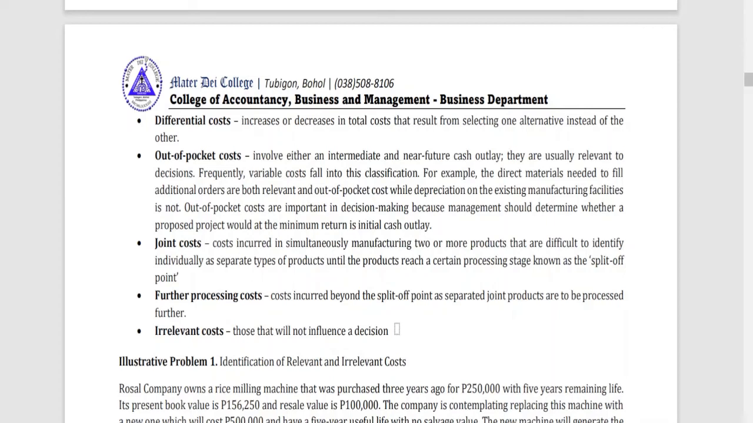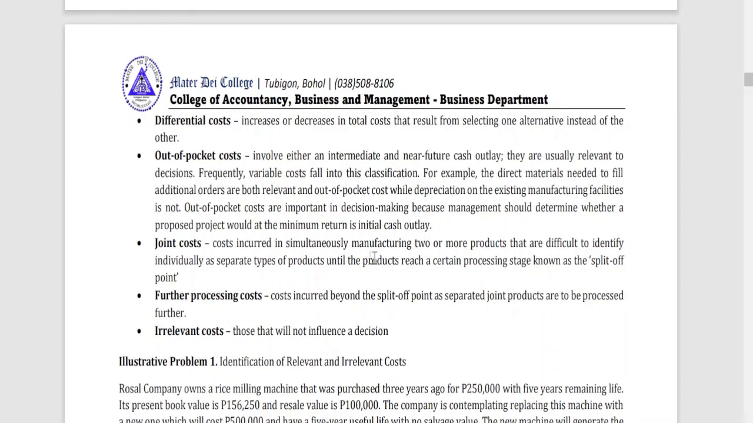Then further processing costs, these are costs incurred beyond split off point. So before naghiwalay itong mga end products ato nga process, di ba na-split off sila. So naghiwalay sila adto. So katong mga magasto nimo after the split off, then that's a further processing cost. Kaya pwede pa man siya ma-convert into another product after split off.